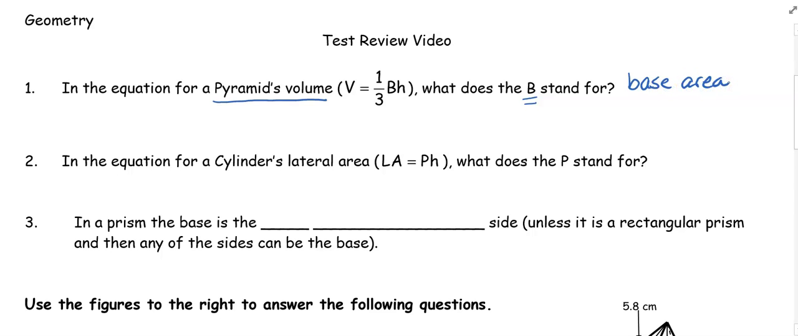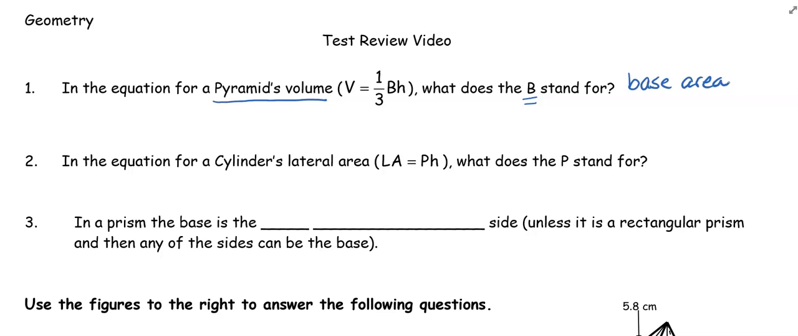Remember, every shape could have a different base. In a cylinder, your base is a circle. In a prism, it could be a triangle, a rectangle, a pentagon, or a hexagon. So the big B stands for the base area. Whatever that base is, that's what you're going to find the area of. And then you have to go to your two-dimensional area formulas for that.